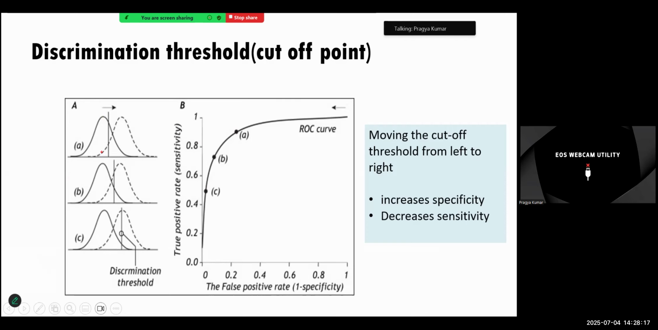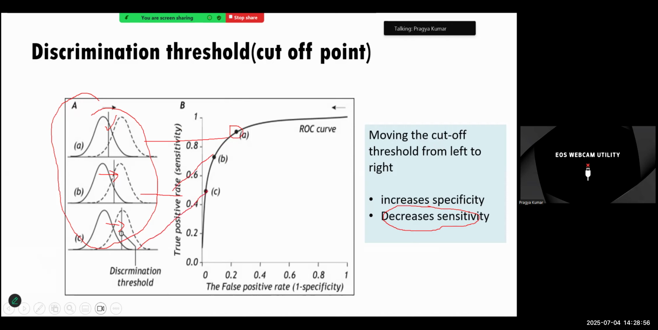In this case, here in A, you can see there are three different cutoffs. In A, it has a cutoff here, and then you are going towards the right. That means you are increasing the cutoff. So if you increase the cutoff, what happens? Your sensitivity decreases. That's what I have written: if you move the cutoff threshold from left to right, there is a decrease in sensitivity. And this you can see is again a ROC curve. This is for point A, so this point is getting plotted by A. This is for B, and this is for C.